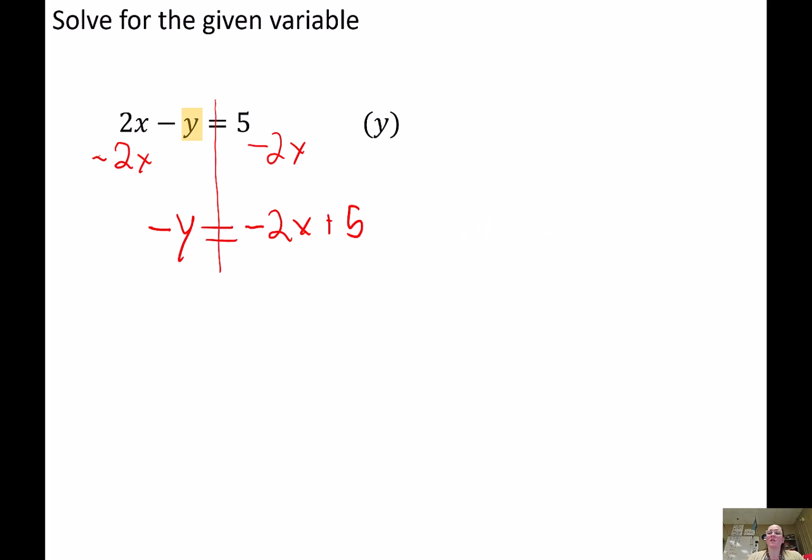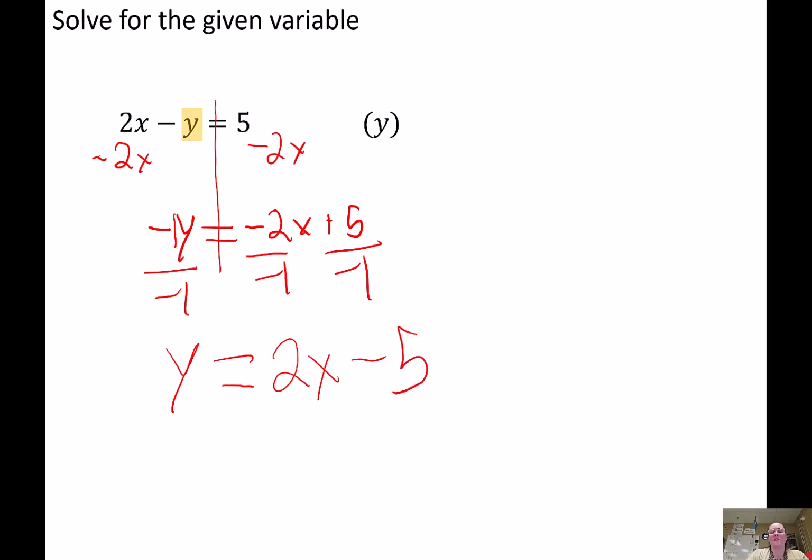All right, the y is still not by itself. So, what invisible number is in front of y? Negative 1. So I'm going to divide everything by negative 1. So we get y is equal to, well, negative 2 divided by negative 1 is 2. 5 divided by negative 1 is negative 5. So my answer is y equals 2x minus 5.